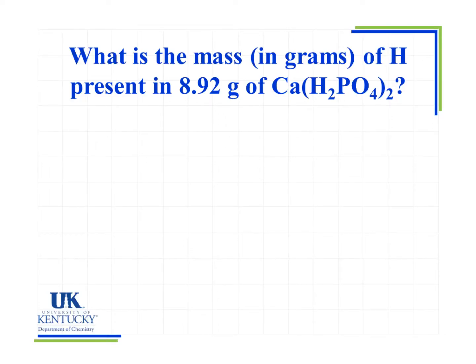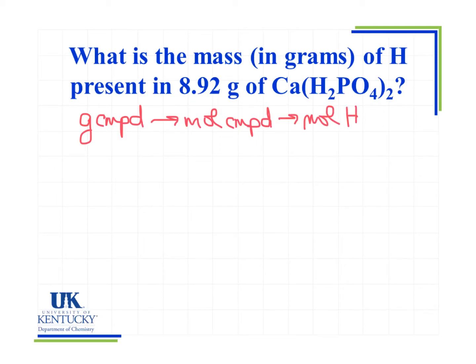In this problem, we're going to find the mass in grams of hydrogen found in a sample of calcium dihydrogen phosphate. The first thing we want to do is come up with our plan of how we're going to approach this problem. We have our grams of our compound, and I want to go from grams of my compound to moles of compound, because I know there's a relationship between the moles of the compound and the moles of hydrogen in that compound. That's going to allow us to use that ratio to find moles of hydrogen, and then we can find grams of hydrogen. So this is the plan we're going to take.